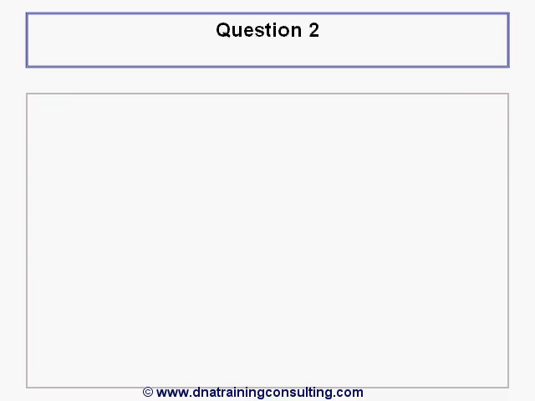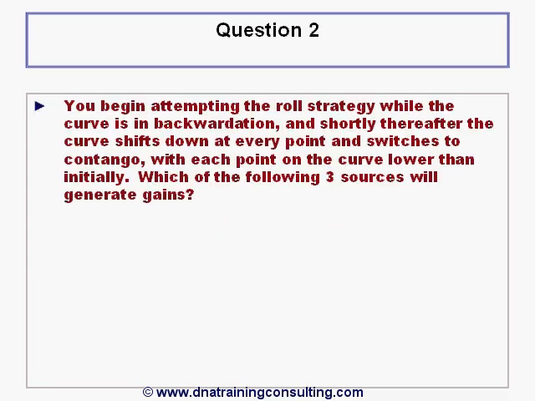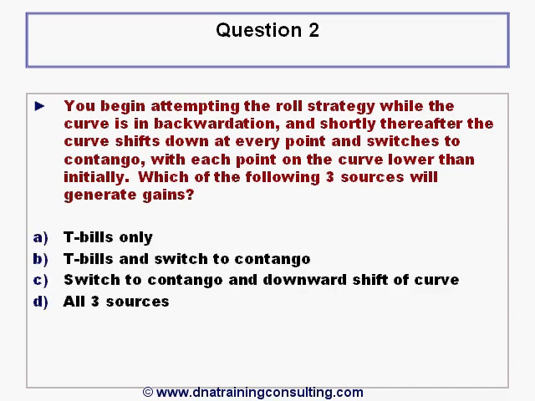Question 2. You begin attempting the roll strategy while the curve is in backwardation, and shortly thereafter the curve shifts down and switches to contango, with each point on the curve lower than initially. Which of the following 3 sources will generate gains? Here are the 4 permissible answers.